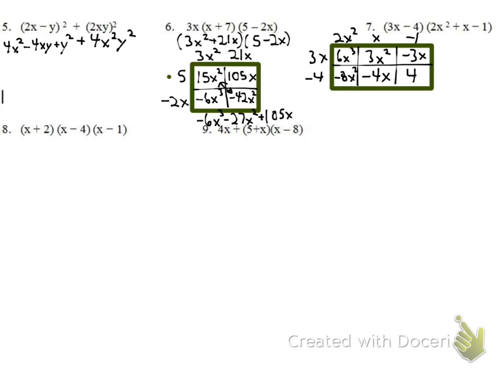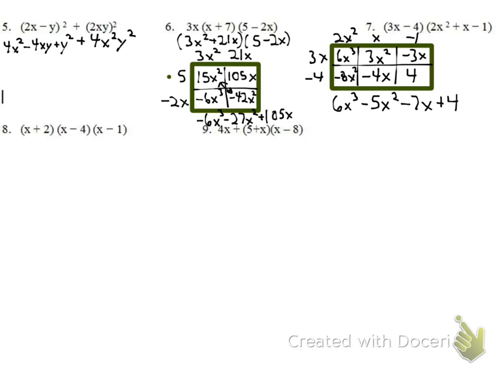And now we can combine like terms. I have 6x cubed, that's by itself. I have a negative 8x squared and a 3x squared, so that's going to be negative 5x squared. Negative 4x, negative 3x is negative 7x, and plus 4. So there's our answer for number 7. Number 8. This time we'll use FOIL as we go through.